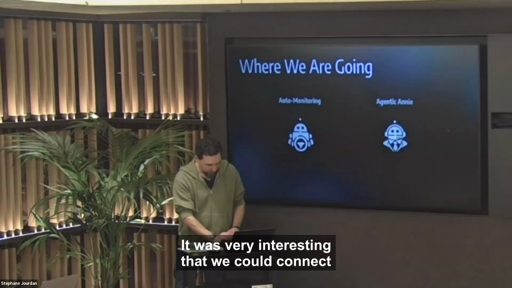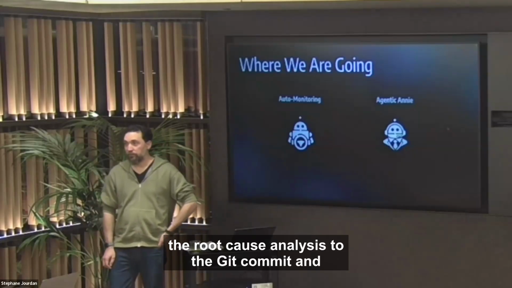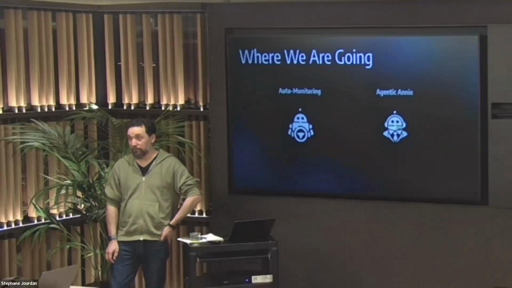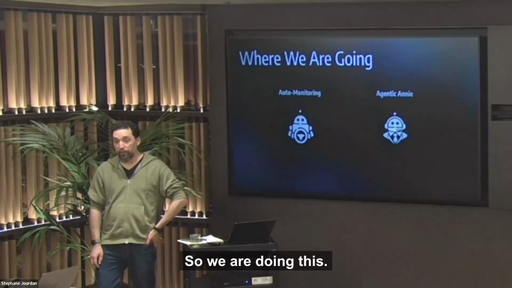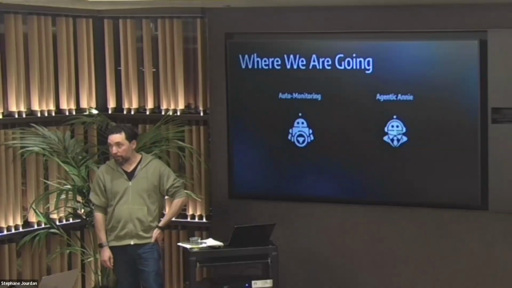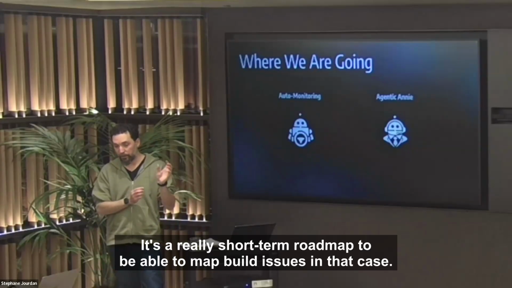It was very interesting that you could connect the root cause analysis to the Git commit and the library version being updated, right? Does it integrate with CI/CD tools as well? So we are doing this. That's the roadmap. It's a really short-term roadmap to be able to map build issues in that case.